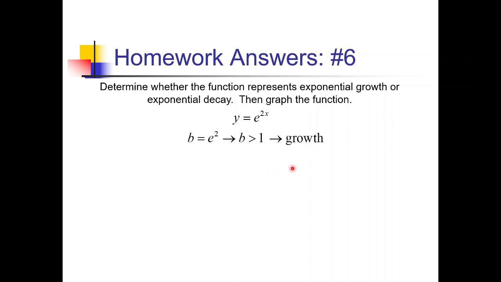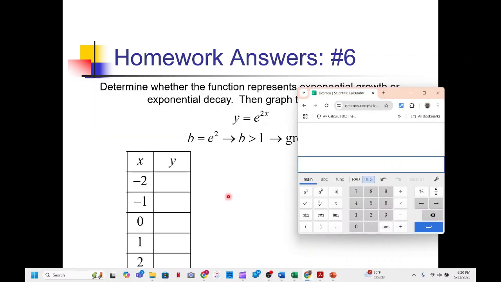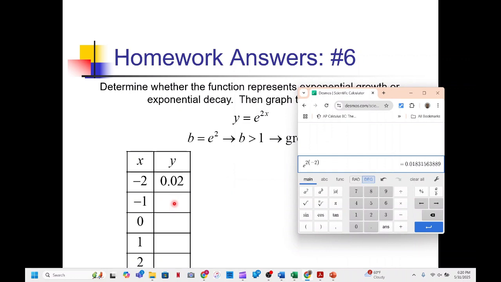Now we're going to go ahead and plug in negative 2 through 2 into this. So let's do that on Desmos. We've got e to the exponent 2 times negative 2. That comes out to 0.02. Let's do negative 1 as well. That's going to be 0.14.